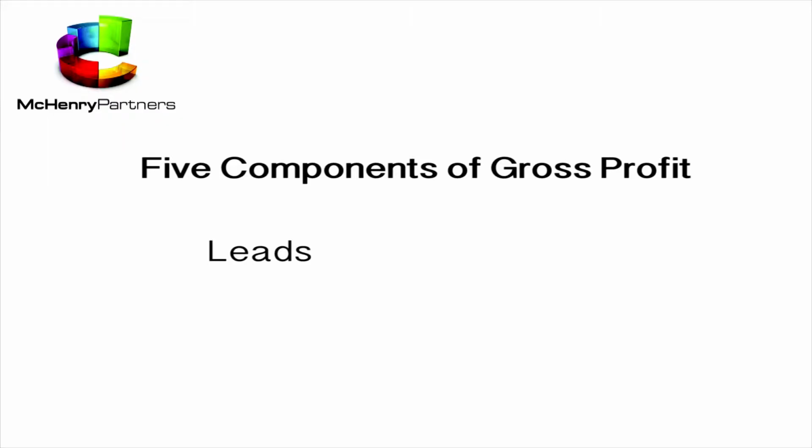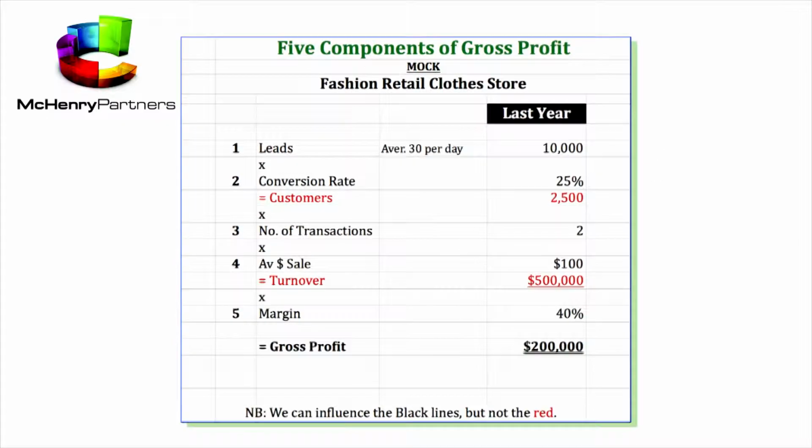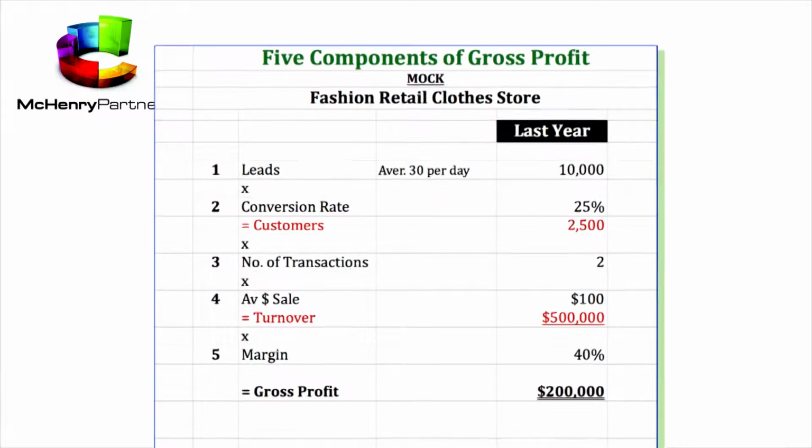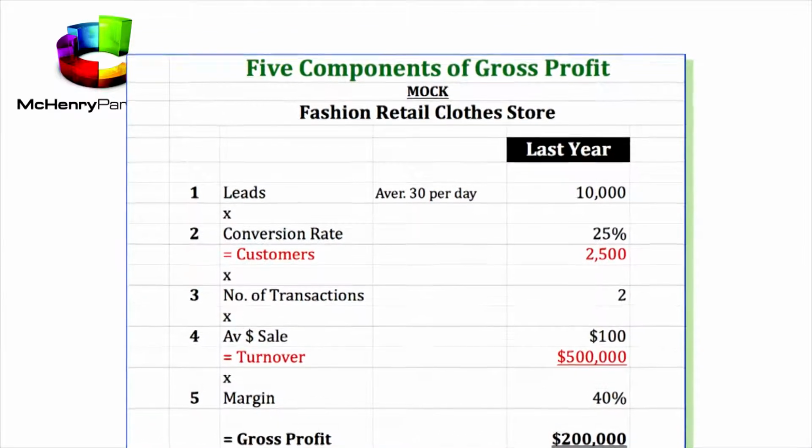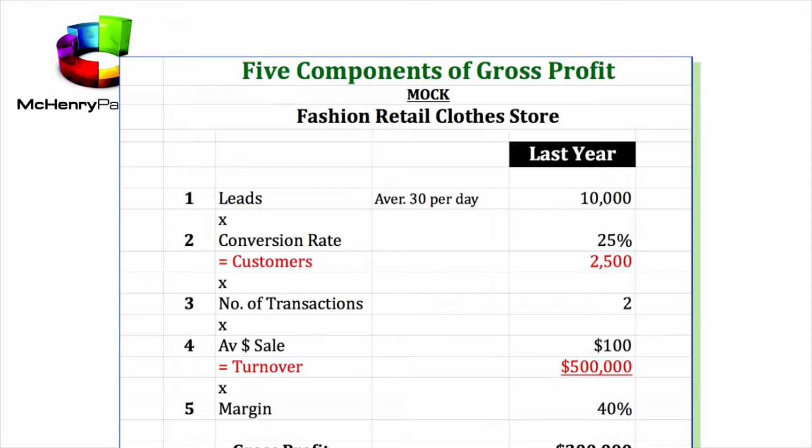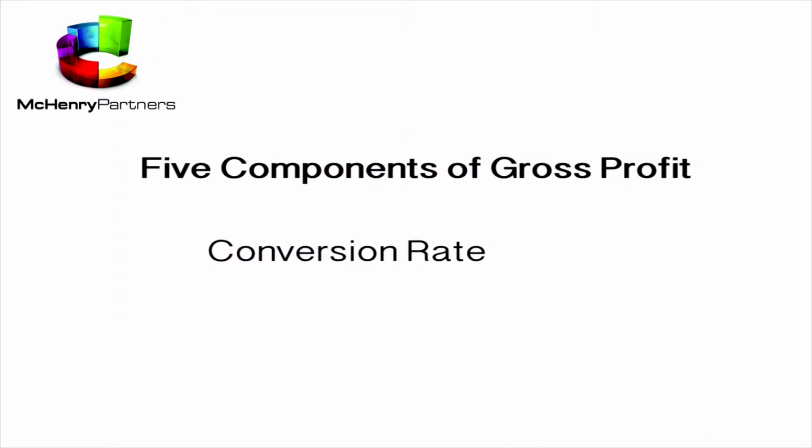So MOC has reviewed its records and the data it's gathered over the last 12 months and established the 5 components that are contributing to the $200,000 gross profit as follows. The number of leads. MOC are attracting 200 potential buyers a week into their store, which equates to approximately 10,000 per annum. It's great to get leads, but you must be able to convert them into customers.